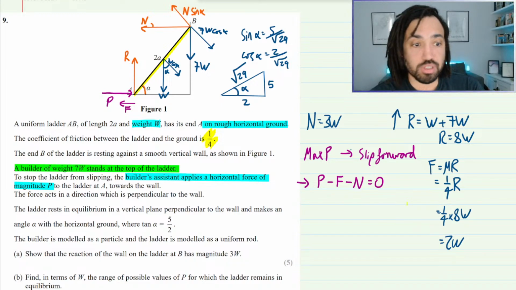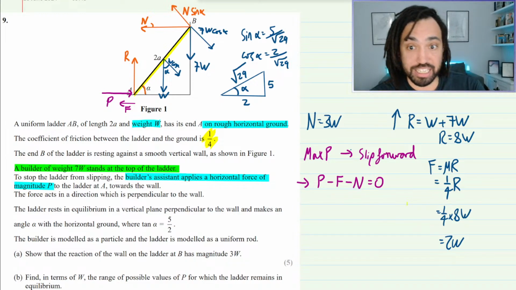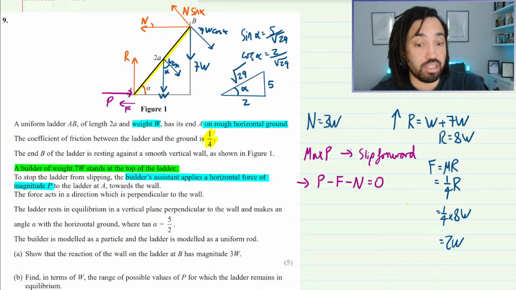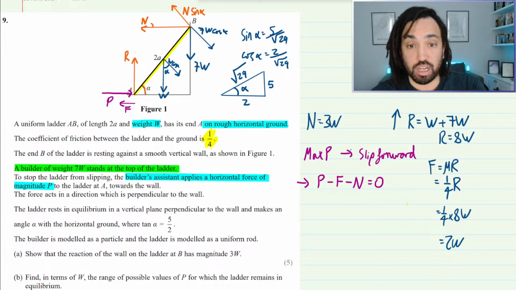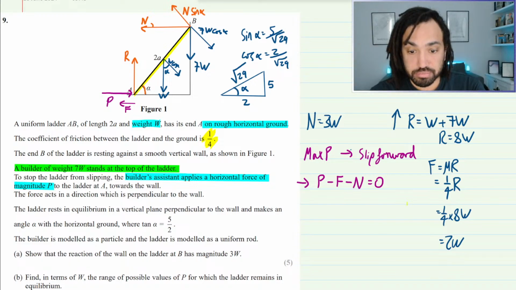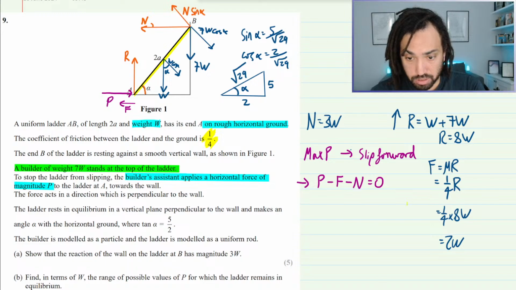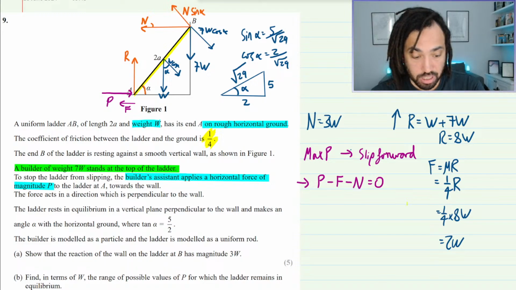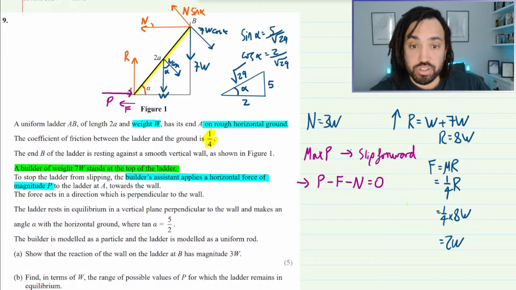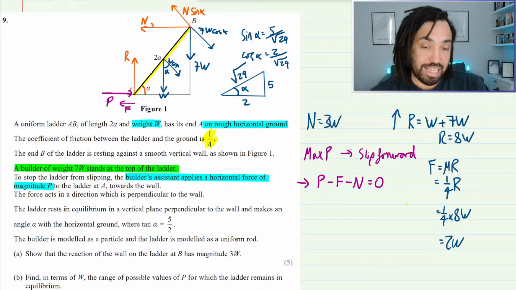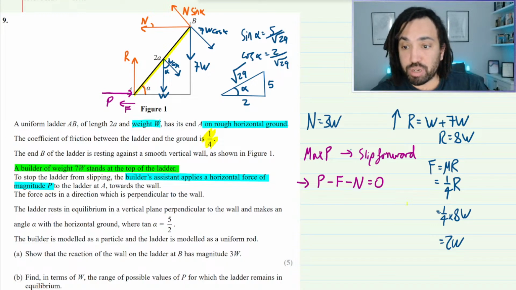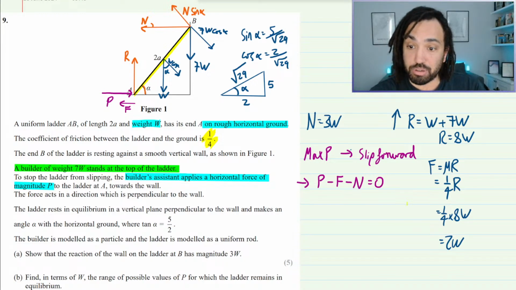Okay, good. All right, I've got a question there. Why is P at its max? Well, we're trying to find the range of possible values for P. Yes, we are. So the maximum it could be is when it's just about to slip forward. And we're going to find out then what's going to happen with the minimum.